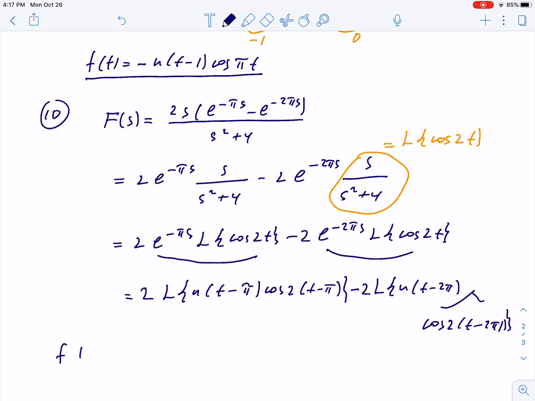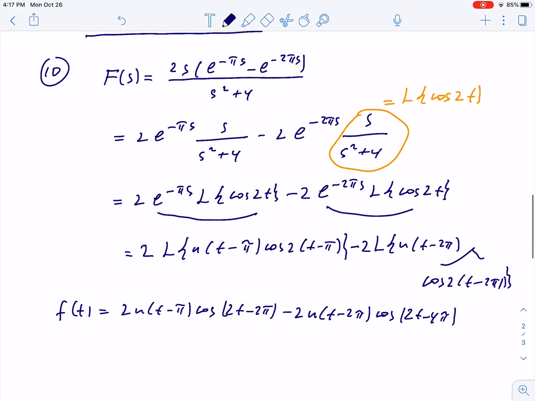I can find the original. Here is the original f(t), 2 times u(t minus pi) cosine, and I can multiply by 2 inside the cosine, and it becomes 2t minus 2 pi, minus 2 u(t minus 2 pi) cosine 2t minus 4 pi. And then I remember that 2 pi is a period, 4 pi is a period. This here is just cosine 2t, and this will be cosine 2t.